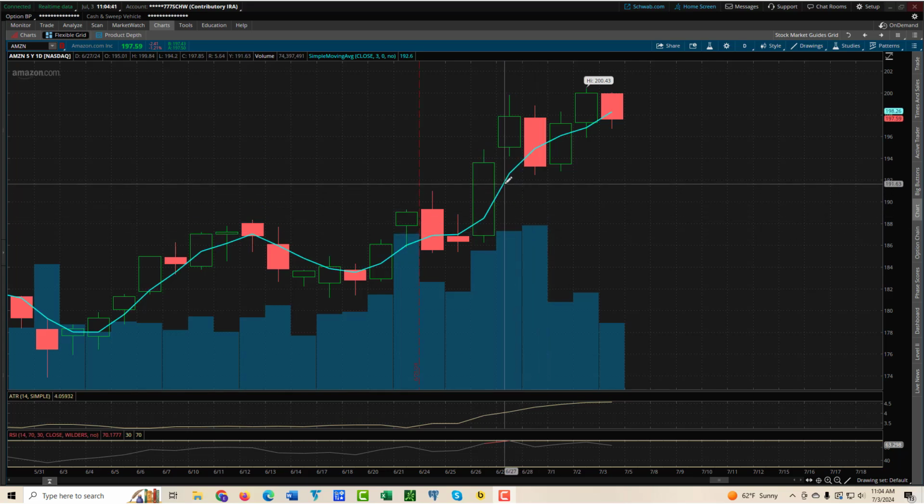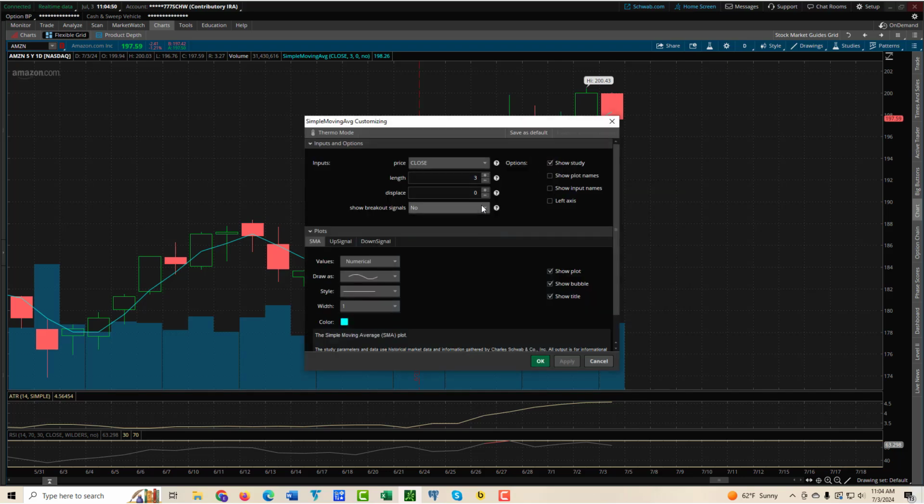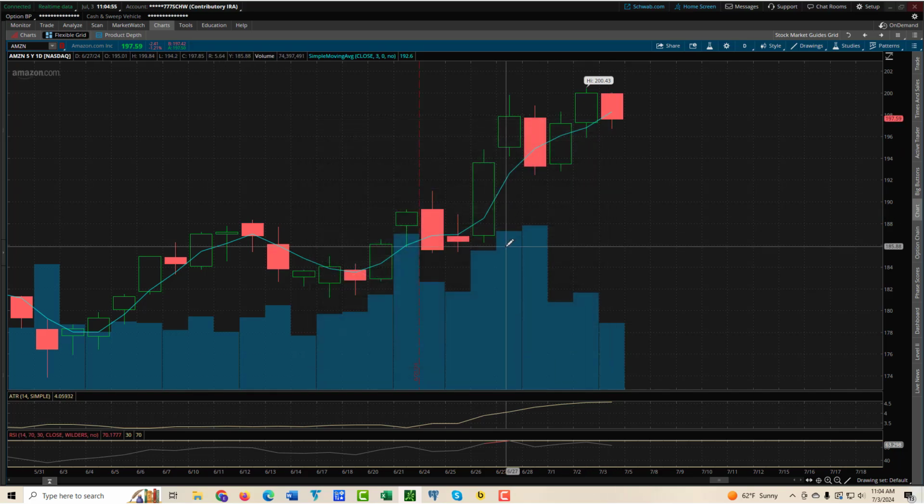Now you'll notice there's a blue line here. This represents a moving average, a simple moving average. I'm going to right click it just to show you exactly what the settings are. It's set to 3 for the length, and what that means is it's a 3-period moving average, and it's a simple moving average. So basically, at any given point on the chart, it's taking the average of the last 3 days' prices, and it plots a point for that average.